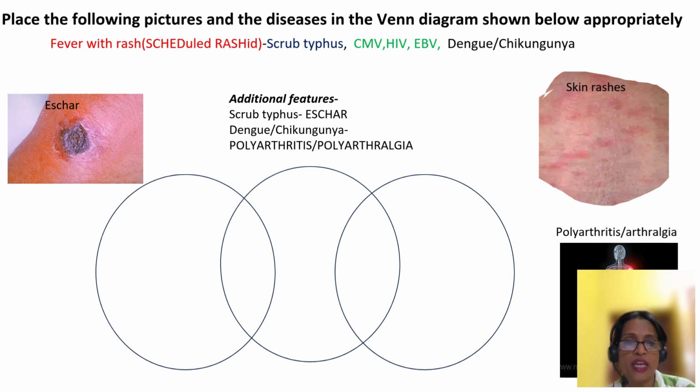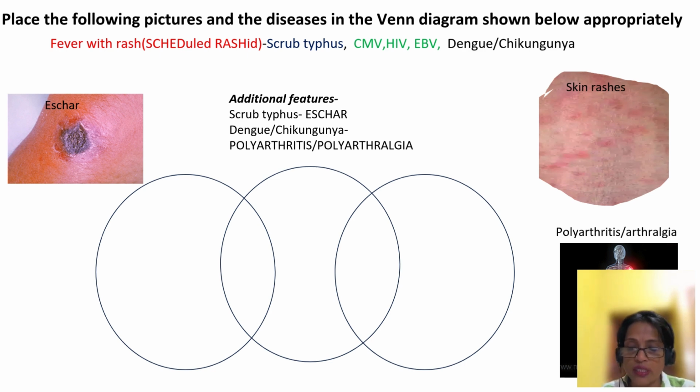Now this eschar is very characteristic of scrub typhus. So I'll pull this eschar into this, and pull scrub typhus into this loop, where fever and rash is present. And if eschar is present, it's almost diagnostic of scrub typhus. And I push dengue and chikungunya here and pull polyarthritis and arthralgia to this, while we have cytomegalovirus, HIV, and EBV in the center where there is skin rash with fever. There are no other specific features in these particular conditions.